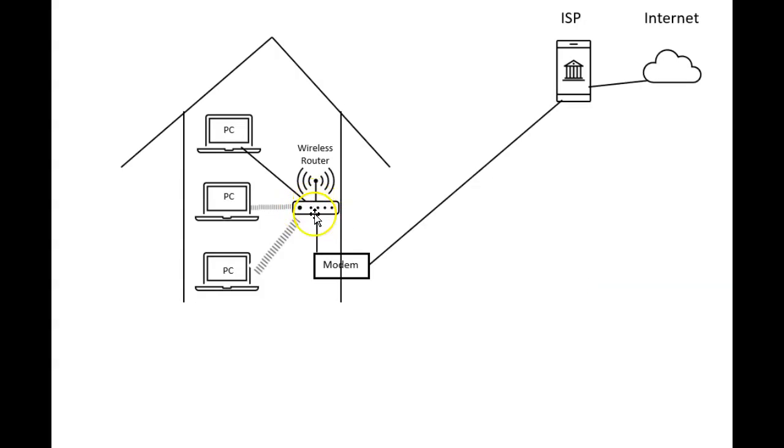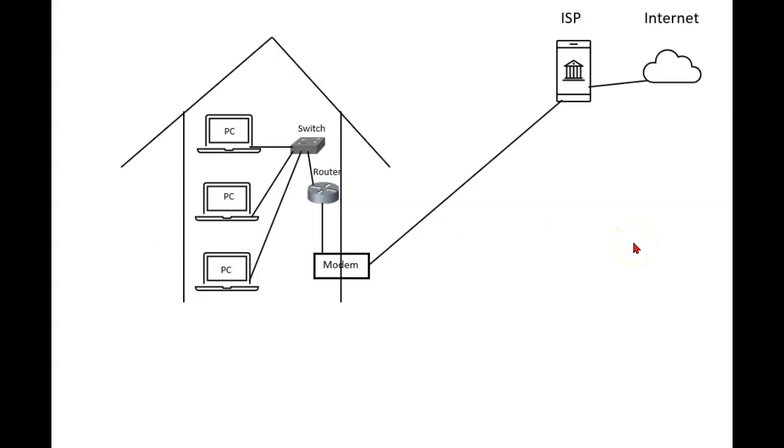By the way, a lot of times these are combined into one unit. So your ISP may give you just one box, which is both a modem and a wireless router in one single box, all put together like one unit.